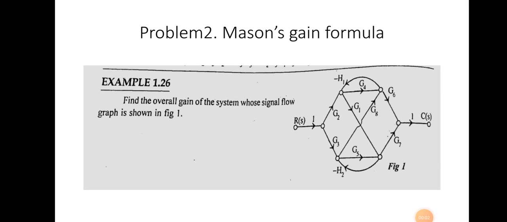Today we will discuss a problem in control systems using Mason's gain formula, and here is the question. Find the overall gain of the system whose signal flow graph is shown in the figure. You can see a signal flow graph, and for reducing it and finding the transfer function, you can use Mason's gain formula.